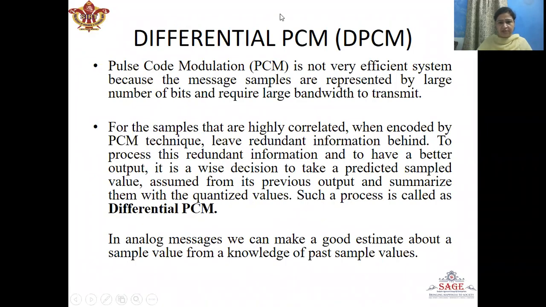Pulse code modulation is not a very efficient system because the message samples are represented by a large number of bits and require large bandwidth to transmit. The samples of the signals are highly correlated with each other. This is because any signal does not change fast. Thus, the adjacent samples of the signal carry the same information with little difference. When these samples are encoded by a standard PCM system, the resulting encoded signal contains redundant information. In analog messages, we can make a good estimate about a sample value from a knowledge of past sample values.